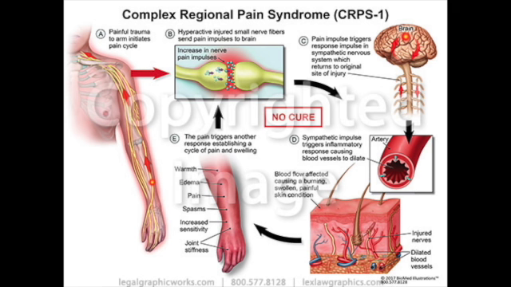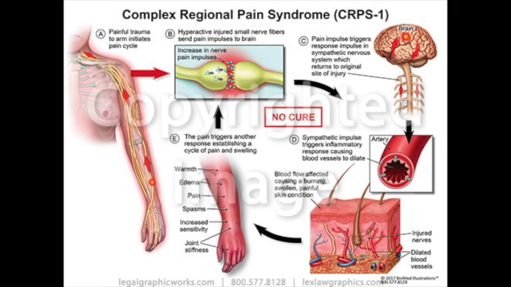Diagnosis is mainly a clinical diagnosis, although radiographs may show a patchy osteoporosis. Bone scintigraphy may show increased uptake or activity. Diagnostic criteria, typically an initiating event or immobilization, persistent pain, allodynia, or hyperalgesia out of proportion to the initiating event. Symptoms of edema, changes in skin blood flow, or abnormal pseudomotor activity. No other obvious diagnosis that could explain the symptoms.